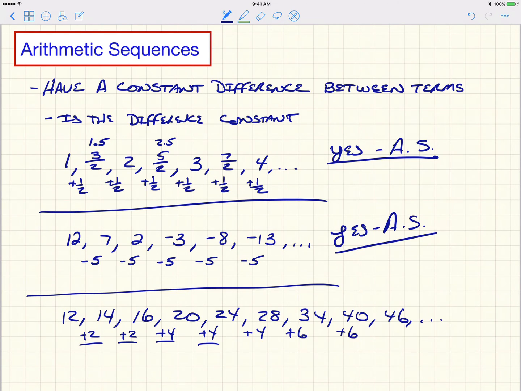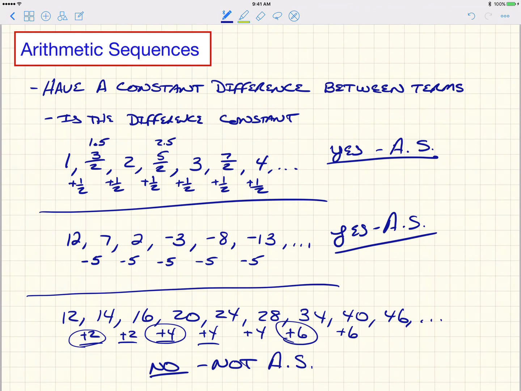So even though some of the terms in my sequence have a constant change, not all of them do. It's these differences in the changes that tell me that no, this is not an arithmetic sequence. So there we go.